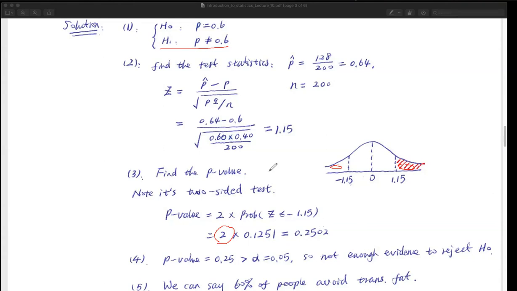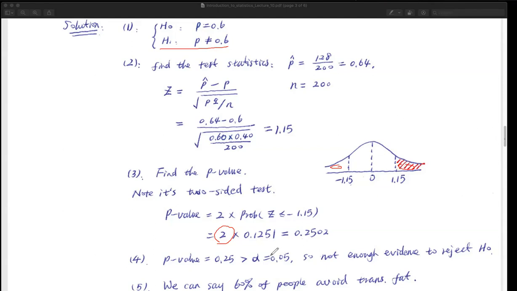Everybody, can you type this in the message window? If p-value is less than alpha, what do you say? Everybody, I'm trying to see who did not type. Okay, reject. That's right. Reject what? Reject H0. So you remember that, right? If p-value less than alpha, reject H0.